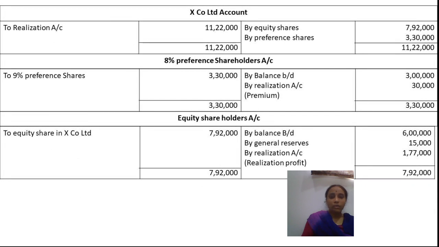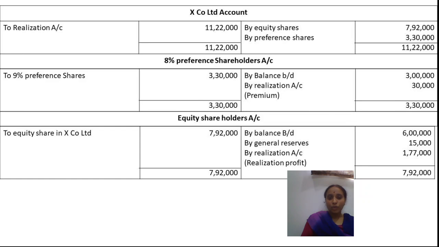Next, we are going to prepare the X Company Limited account. We take the realization account, that is the purchase consideration of 11 lakh 22,000, paid in the form of equity shares and preference shares. So equity shares 7 lakh 92,000 we have calculated in the working note, according to the terms and conditions given in the additional information, and preference shares issued at a premium, 3 lakh plus 30,000, that is 3 lakh 30,000. So the total of X Company Limited will close at 11 lakh 22,000.